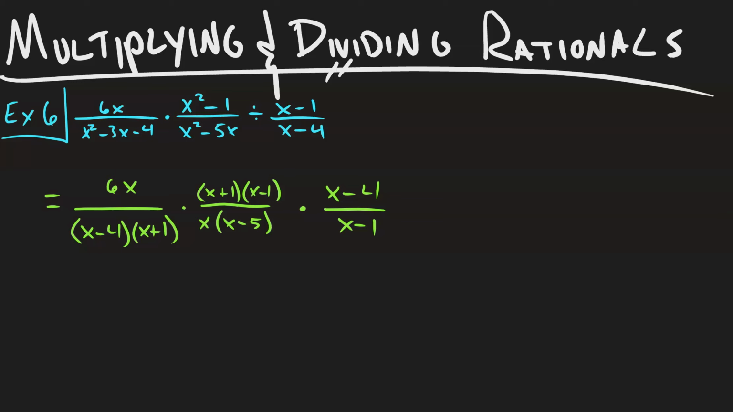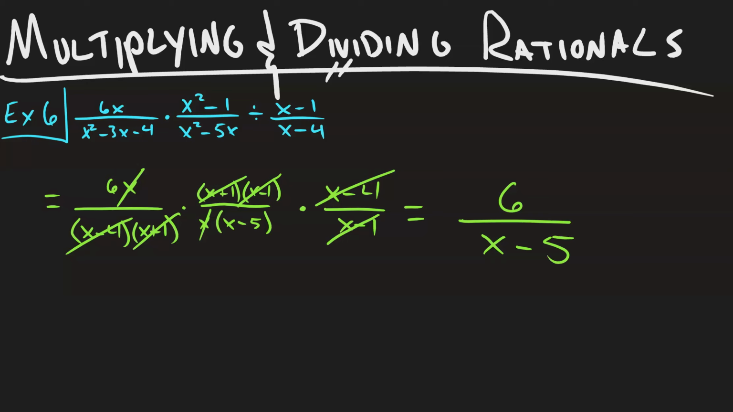So in this case, let's start off with our first term here, 6x. We also have another single x here, so we'll cancel out the 2 x's. Moving on to the next one, I have x plus 1 and an x plus 1 in the denominator. I have an x minus 1 and an x minus 1. And an x minus 4 and an x minus 4 here. Almost everything cancels out. In our numerator, we're left with just 6, and our denominator is just x minus 5. So long as you follow all the rules that we've laid out so far, multiplying and dividing multiple fractions should not be a problem.